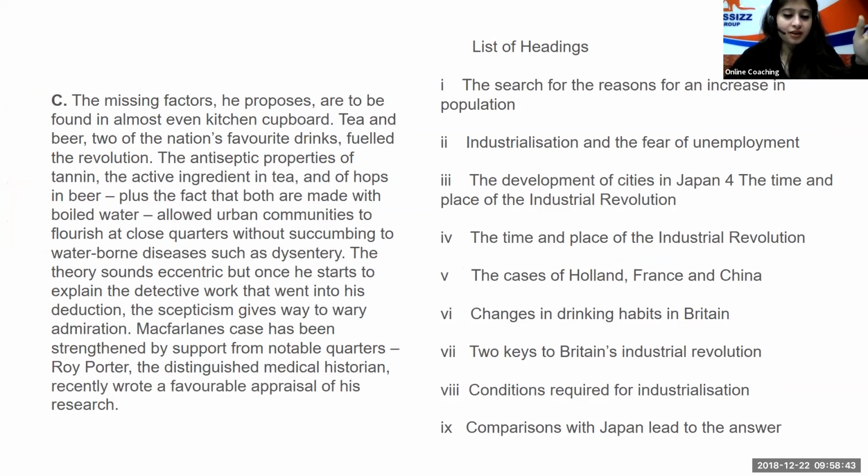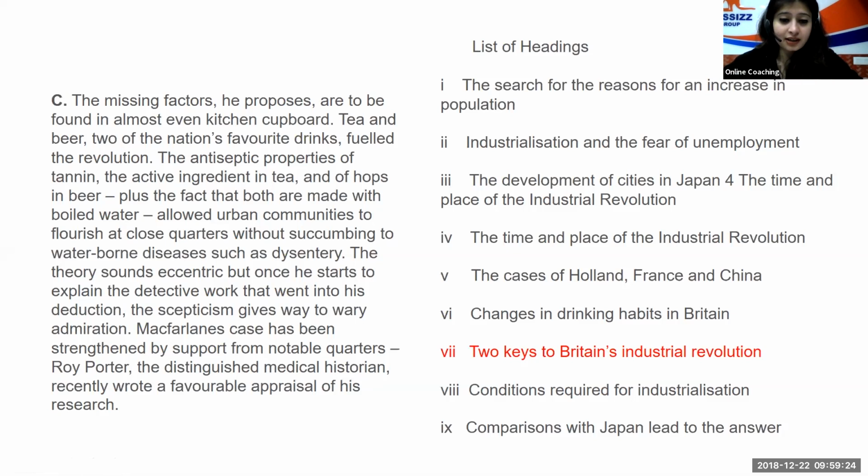The missing factors he proposes are to be found in every kitchen cupboard. Tea and beer, two of the nation's favorite drinks, fueled the revolution. The antiseptic properties of tannin, the active ingredient of tea, and hops of beer, plus the fact both are made with boiled water, allow urban communities to flourish at close quarters without succumbing to waterborne diseases. So basically, the first line says tea and beer, two of the nation's favorite drinks, fueled the revolution. So can I say two keys to Britain's industrial revolution?